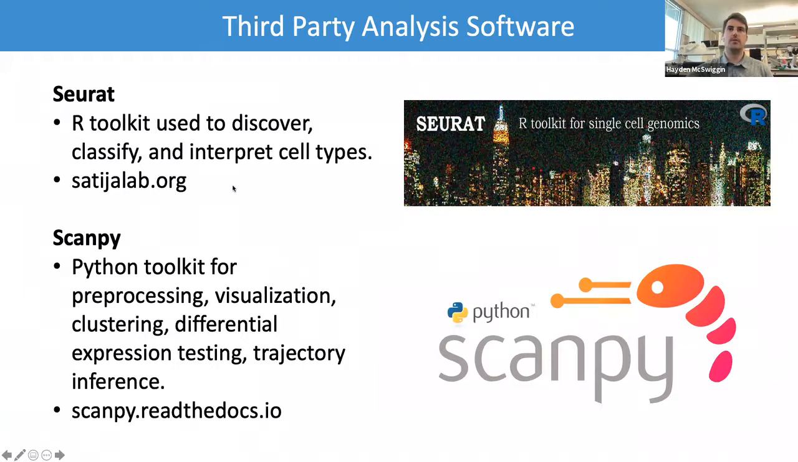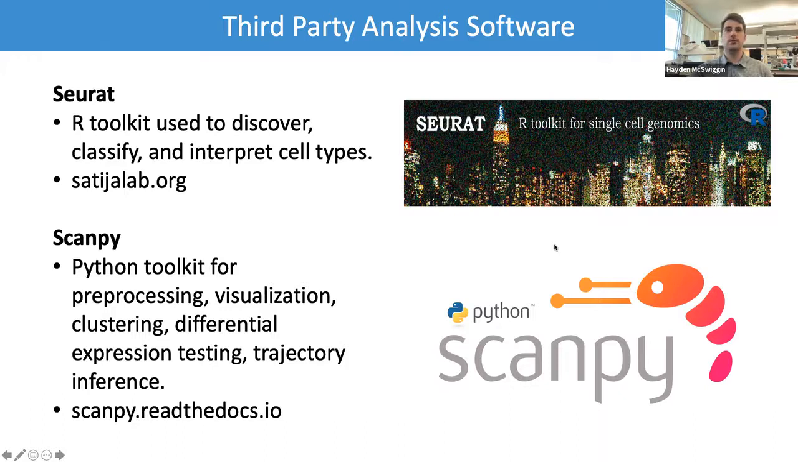And these are software that have been developed by the single-cell sequencing community. The two most common ones are Seurat and Scanpy. Seurat is an R toolkit, and you can use this to pretty much do a lot of the same things as the browser that I talked about in the last slide, but you have more control over some of the filtering parameters and clustering parameters, and you also can produce different types of graphs and plots that you can't do with Loupe browser.